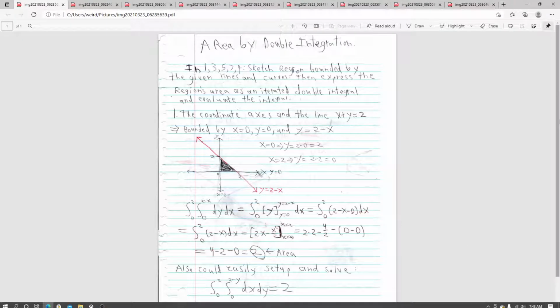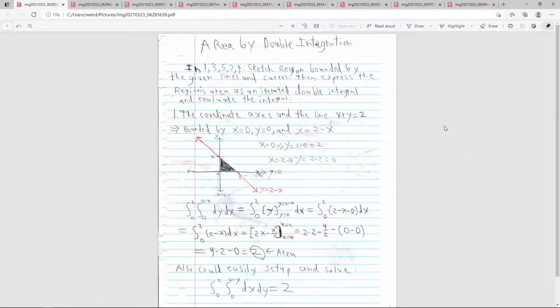Okay, area by double integration. Let's try not to have any gaps here and go through this quickly enough. For these first five, I'm just going to sketch the region bounded by the given lines and curves, express the region's area as an iterated double integral, and evaluate the integral. So we're going to sketch, make a double integral, and evaluate. This is the most important thing.